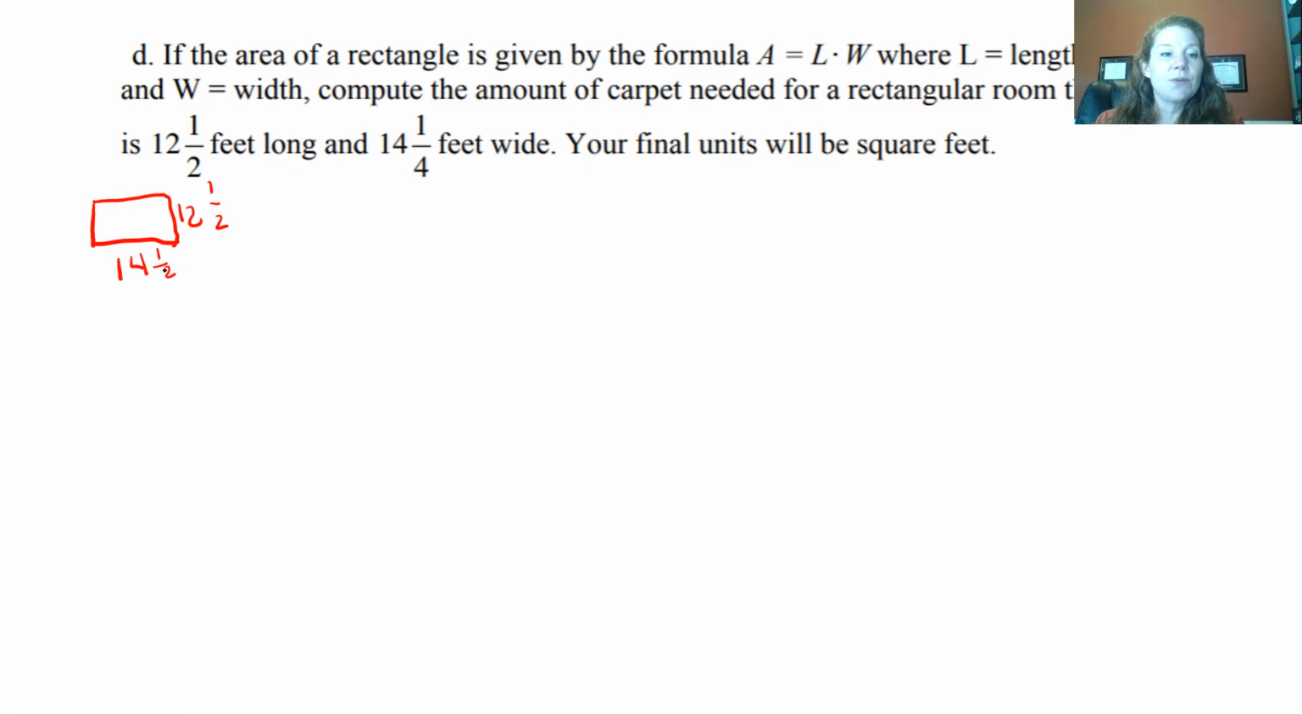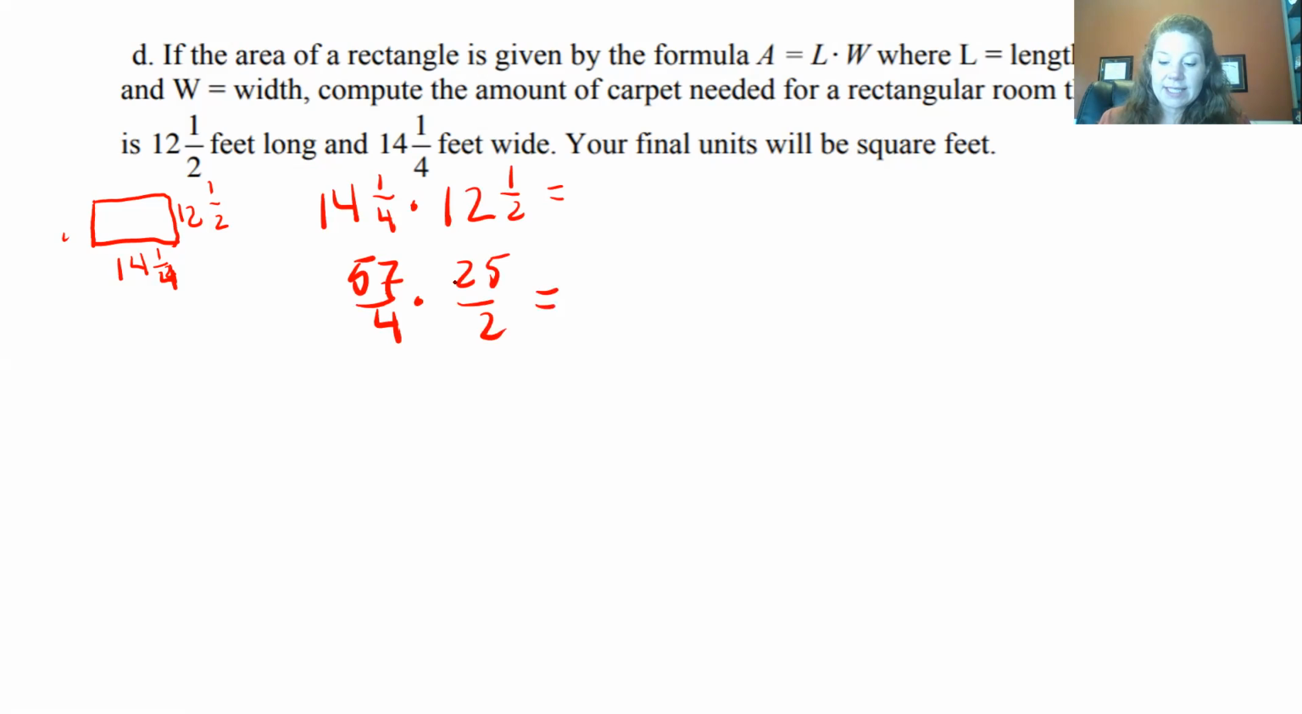Oops, that's not a half, it's a fourth, isn't it? So that should be a fourth. And we want to know what the area of this room is. The area is the length times the width. So we're going to multiply the length times the width to find the area of the room. So we multiply 14 times 4, which is 56, plus 1 is 57 fourths, times 12 times 2 is 24, plus 1 is 25 halves. And nothing simplifies.